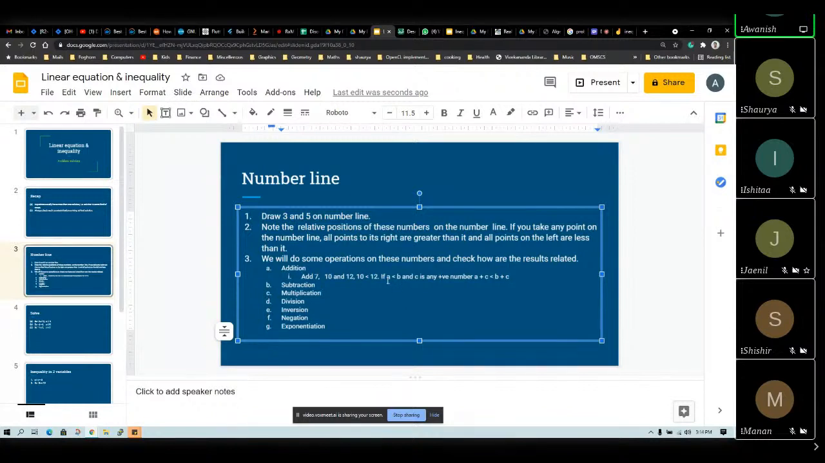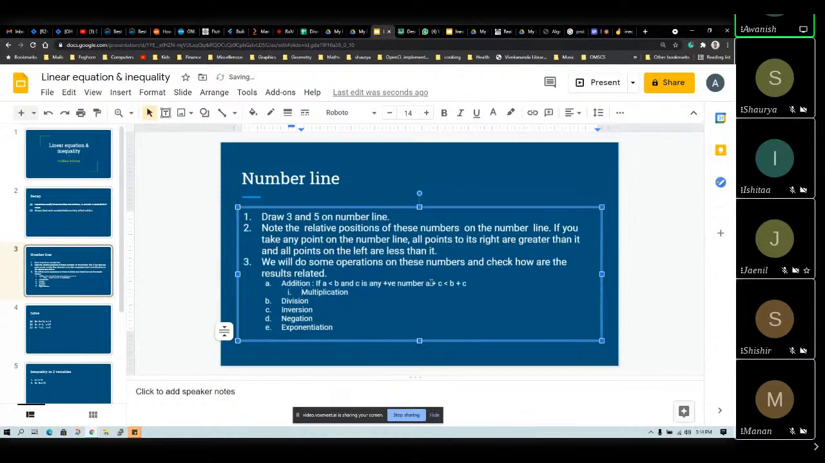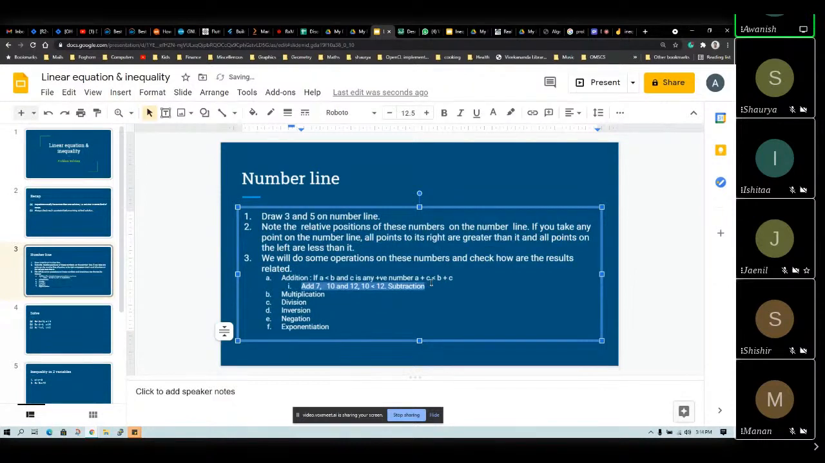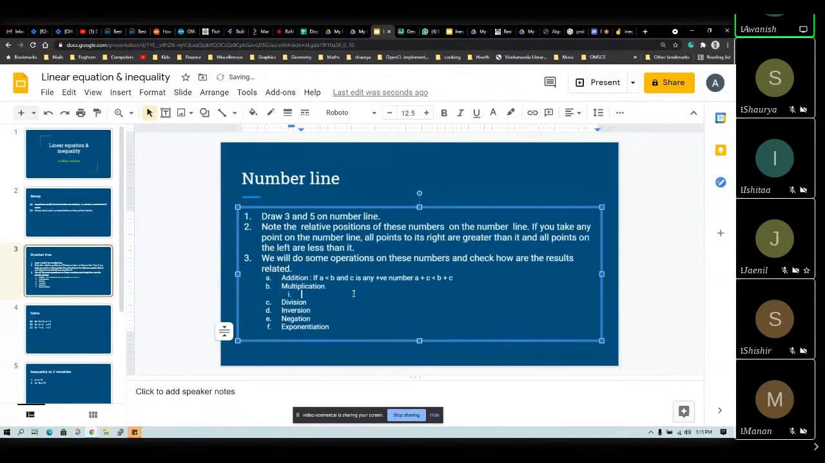Yes, sir. I think the relationship will still hold true. You think this relationship will still hold true? I'll remove the example and I'll leave this in generic format. Okay, so let's try this. Let's multiply by -2. What will we get?